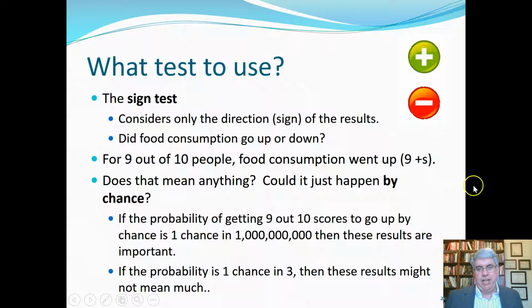Now, our conclusion is, does this mean anything? Or could this 9 pluses and 1 minus just happen by chance? The way that we're going to answer it is to look at the probability of getting these results by chance. If the probability of getting 9 out of 10 scores to go up by chance alone is 1 chance in a million, then these results are important because that probably didn't happen. However, if the probability is, say, 1 in 3, then these results might not mean much. There's a 1 in 3 chance that we would get something like this. So what we want to do is see how unusual these results are to see if we can come to the conclusion that it doesn't look like it happened by chance.